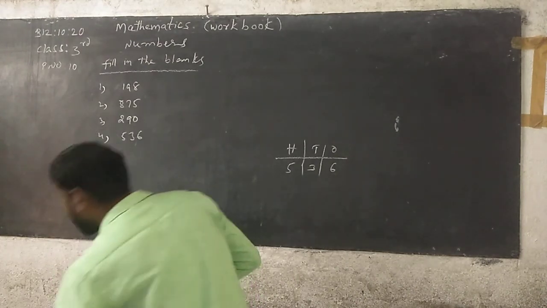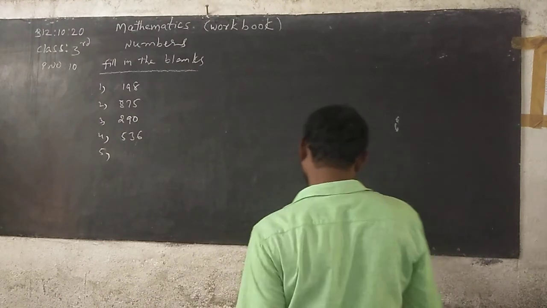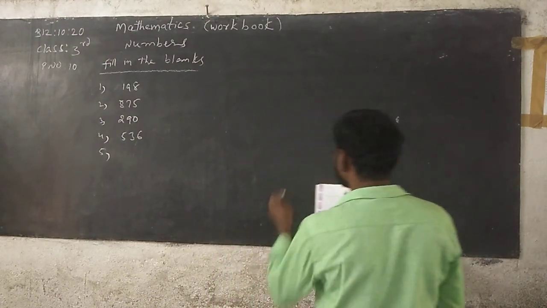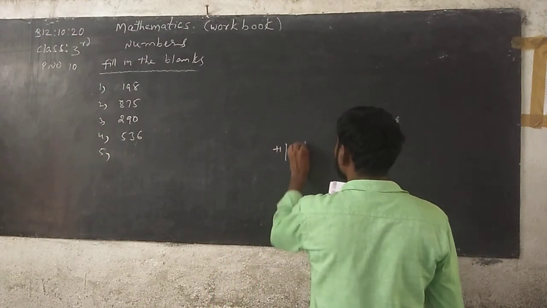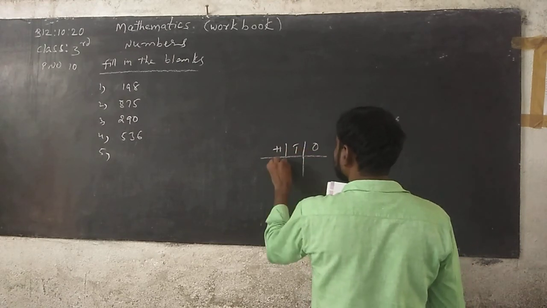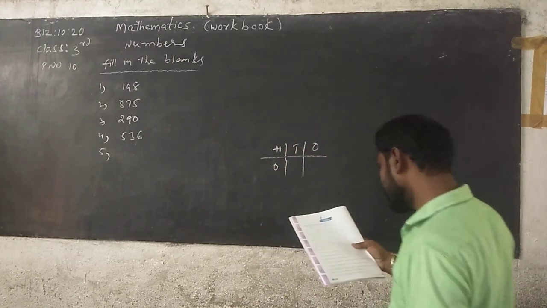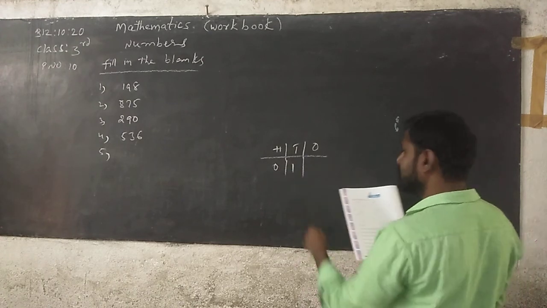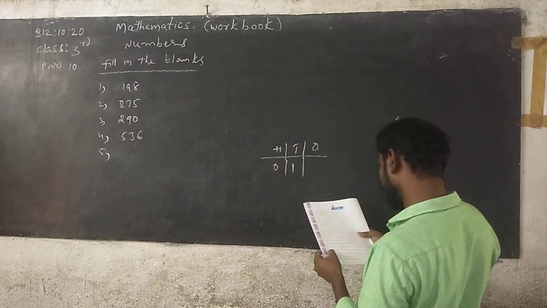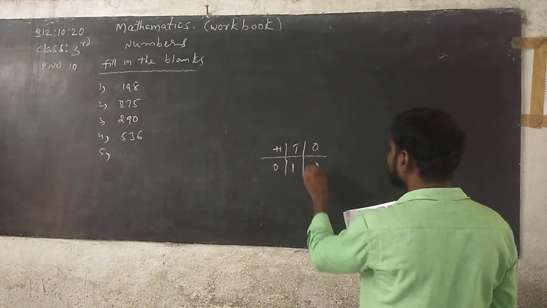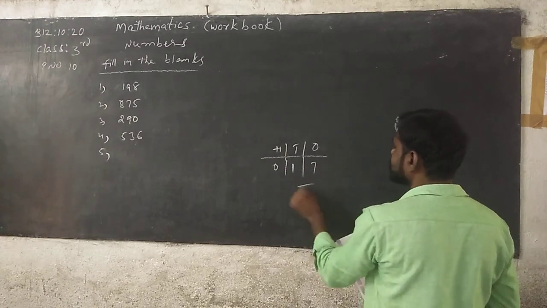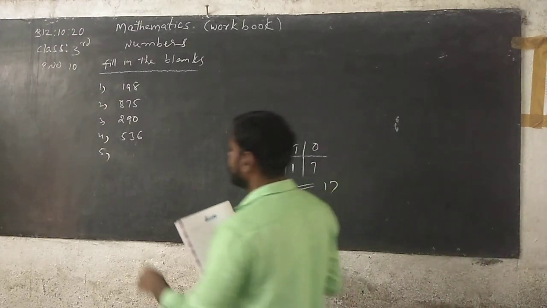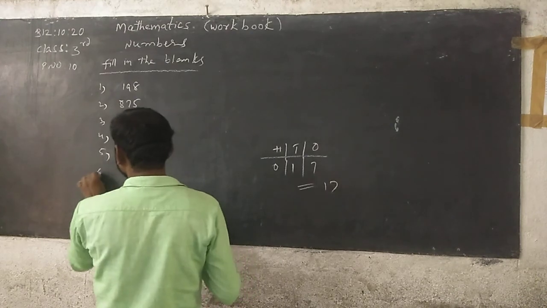Now fifth one, a number with zero in hundreds place, 1 in tens place, 7 in ones place. 0, 17 means 17. Fifth one, 17.